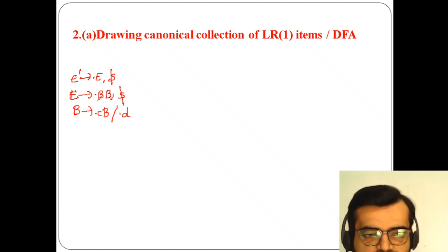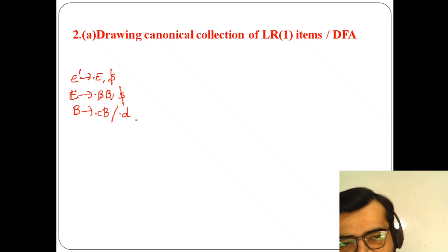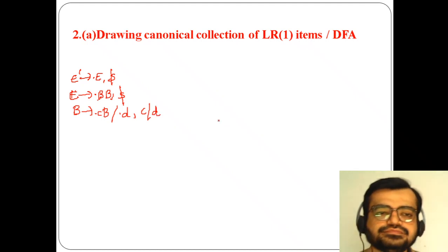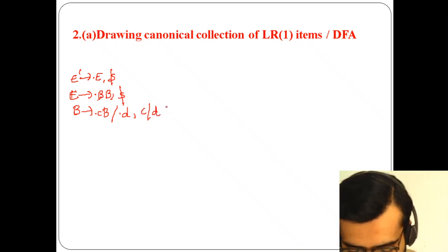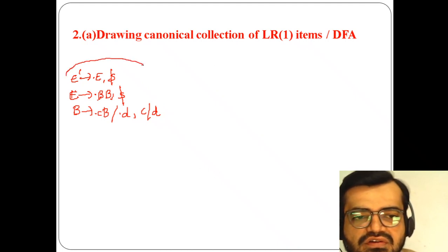So now what is the first of B? The first of B is C or D. Okay, so that is why I'm writing the look aheads as C or D here. So this is my first state.